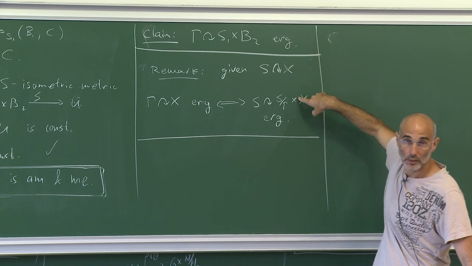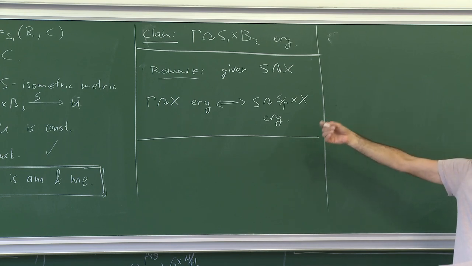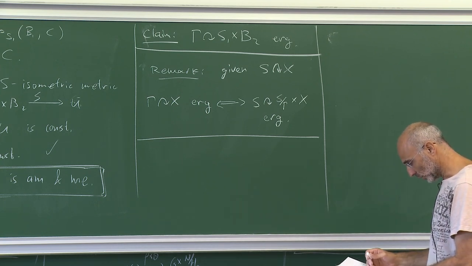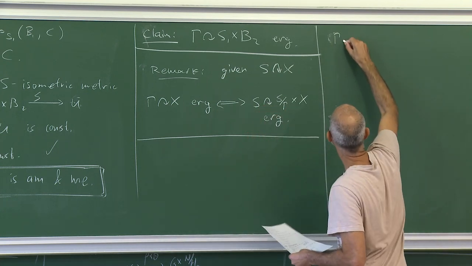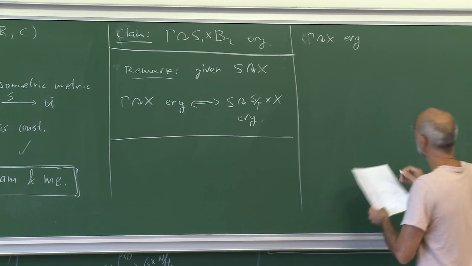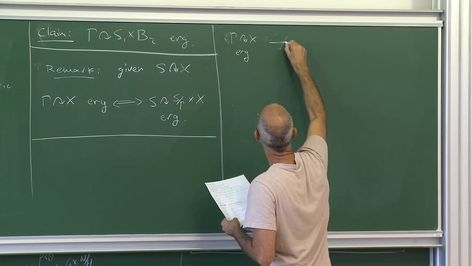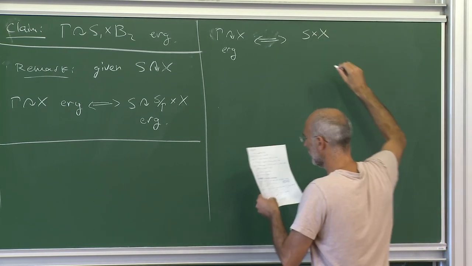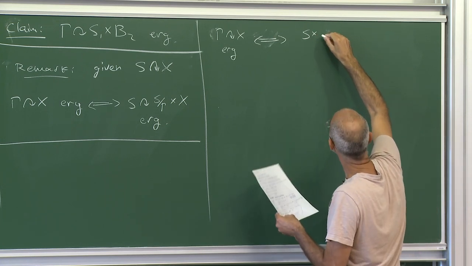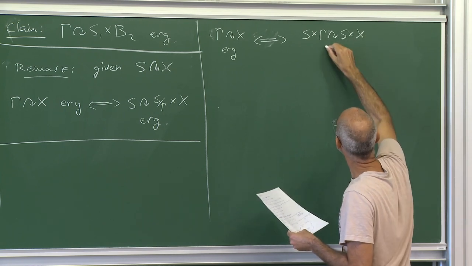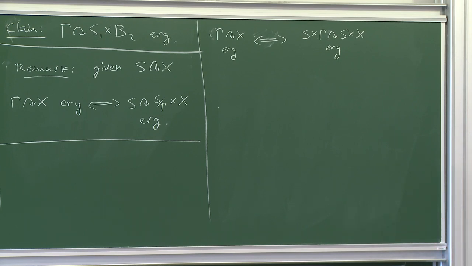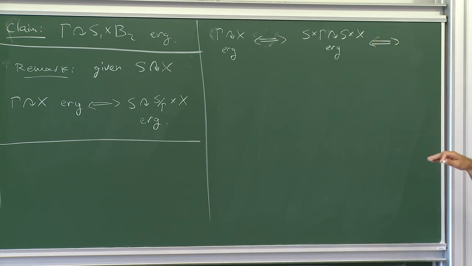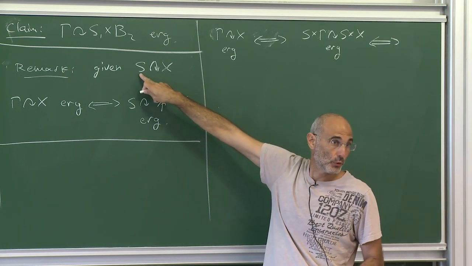I want to replace this problem by such a thing, and let me explain this, because this involves some very easy, but very useful tricks of an ergodic theoretical nature. Let me sketch some things. Ergodicity of gamma on X is equivalent, I already used this very stupid trick, to ergodicity of S times gamma on S times X. I just add a lame extra coordinate. So far, I don't use the fact that X was a priori an S space. This is true for any gamma space.